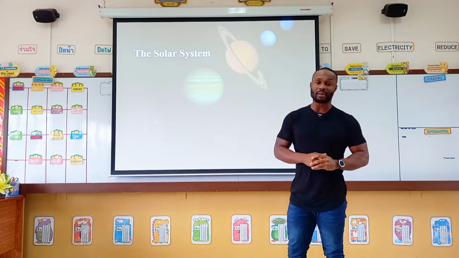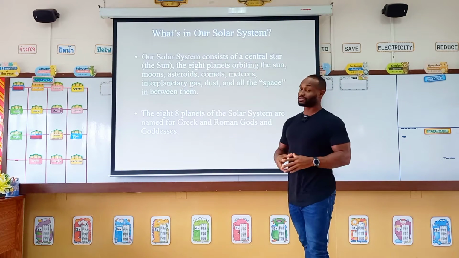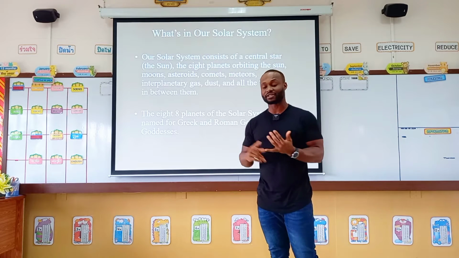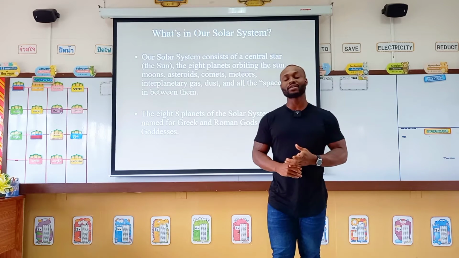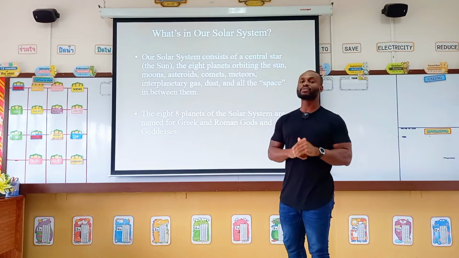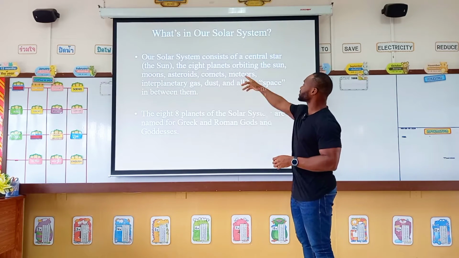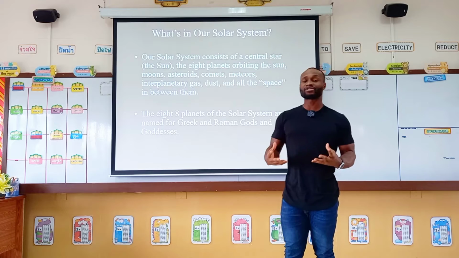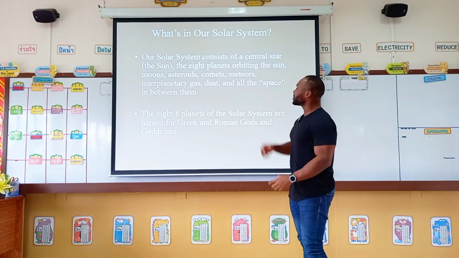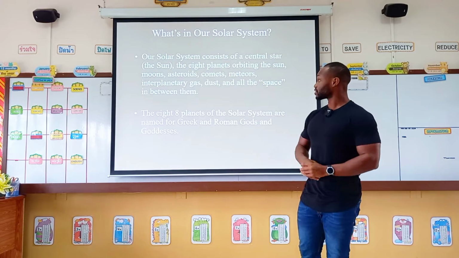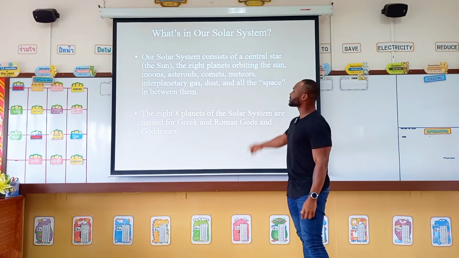So in today's class, we're going to talk about the solar system. Now, what's in our solar system? Of course, you can give me some examples. Okay, we have the sun, we have what? Moon, we have the asteroid, we have the meteoroids, we have comets, we have all these astronomical objects in our solar system. All right, so the solar system consists of a central star, which is the sun, okay? The 8 planets orbiting the sun, the moon, asteroid, comets, meteors, interplanetary gas, dust, and all the space in between them.